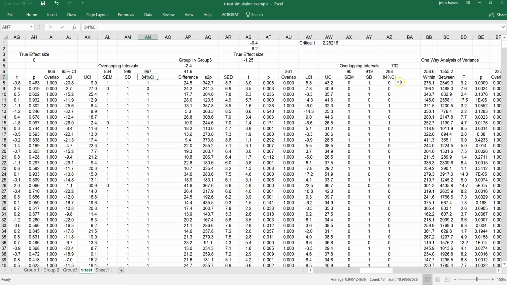And here we see the same thing. Again, those numbers should be the same. I probably should figure out why those are not exactly the same, but this is an 84% confidence interval. Same thing there.